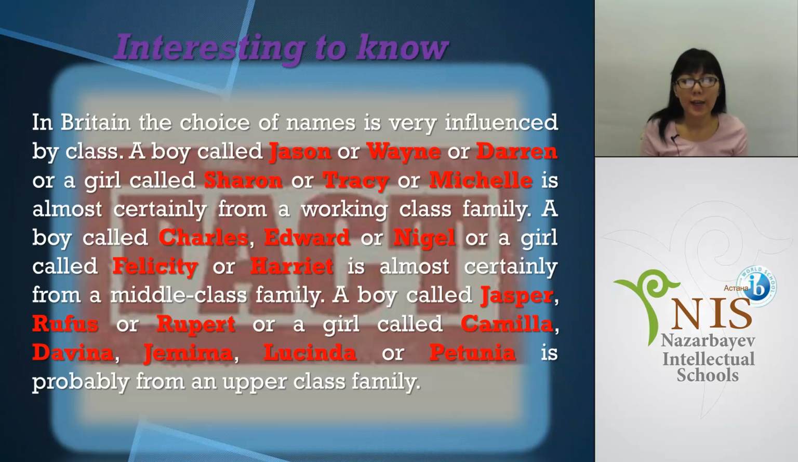If a boy is called Charles or Edward, or a girl Felicity or Harriet, it means they came from a middle class family. And other names like Jasper or Rupert, and girls' names like Camilla or Lucinda, are probably from upper classes. So some centuries ago, by name we could identify a person's definite social position. This again shows that there was a great difference between classes in British culture, and they chose names for the purpose of identifying the position of the child.